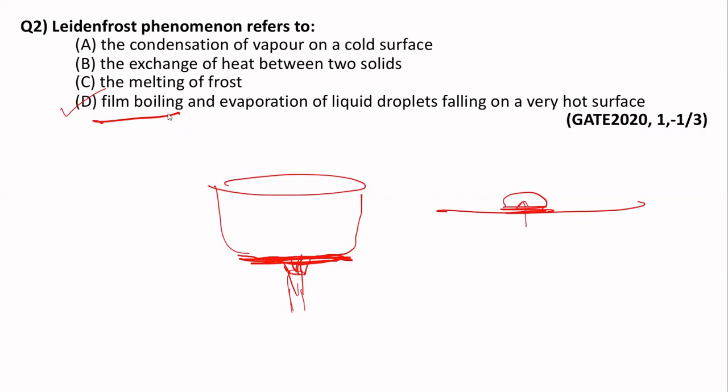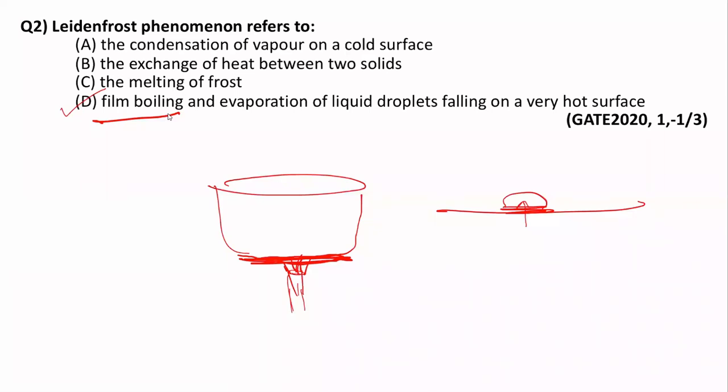And this particular thing is also seen in day-to-day life. If someone experiences some sort of burn, a thin film of vapor is formed around our finger, and this particular film protects our skin from burning, and then we get a blister and those things occur. So this is the Leidenfrost phenomenon.